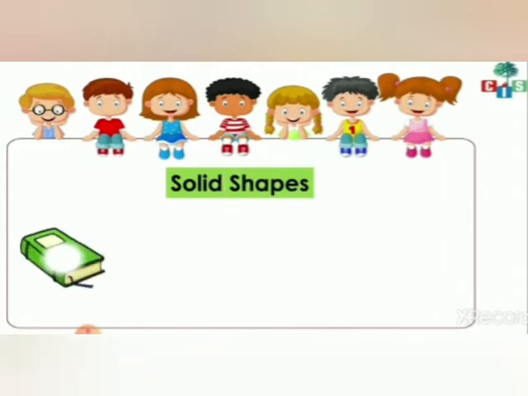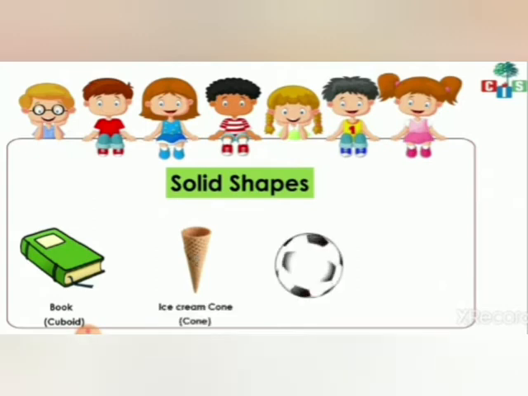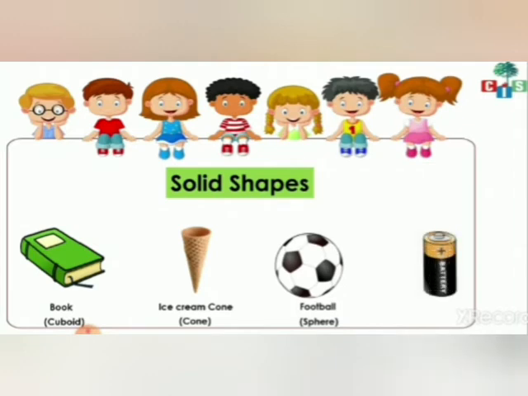After flat shapes, we have studied about solid shapes. This is a book. The shape is cuboid. Ice cream cone. The shape is of cone. This is a football. The shape is sphere. This is a cell. The shape is of cylinder. This is a dice. The shape is cube.